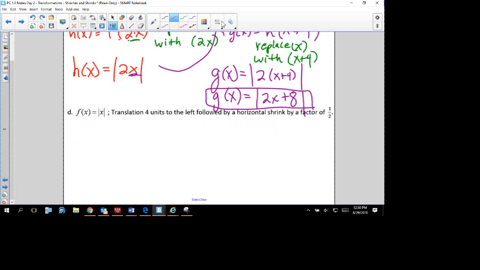4 units to the left first. So we're going to first start with our h of x. And that's the left, so it goes inside of our f, x plus 4.